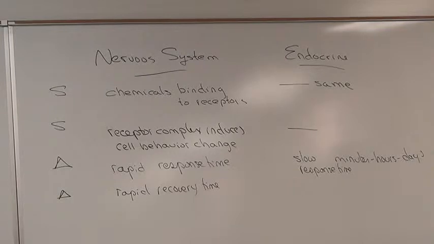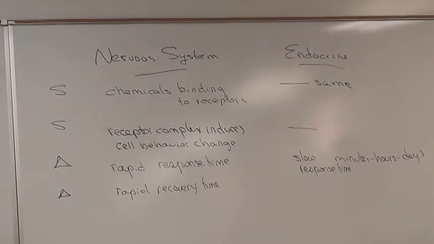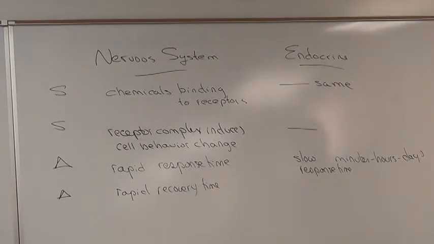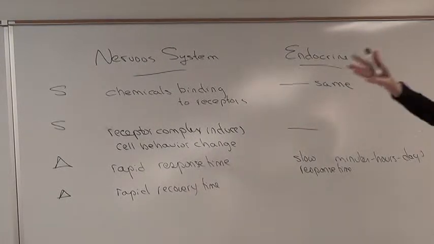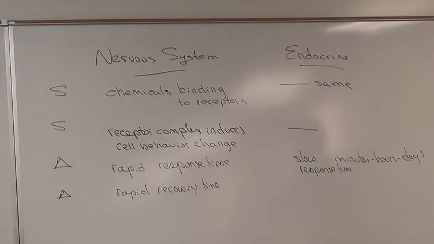What happens with the endocrine system? We've dumped a bunch of chemicals in the blood. They're distributed out to the body, diffuse out of the capillaries, bind to the cell.